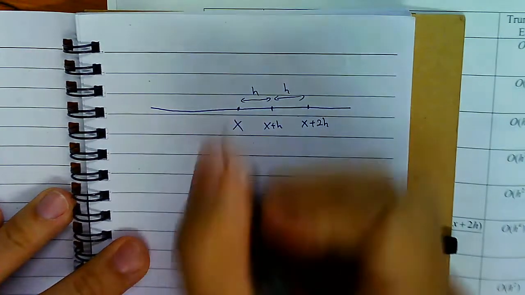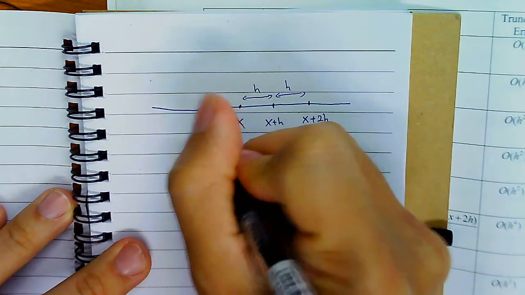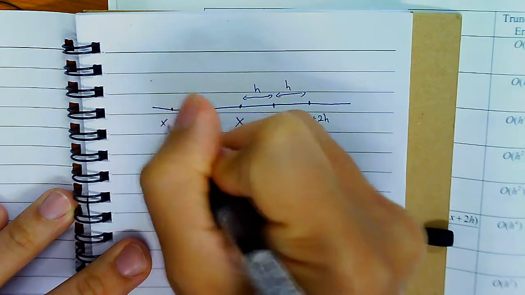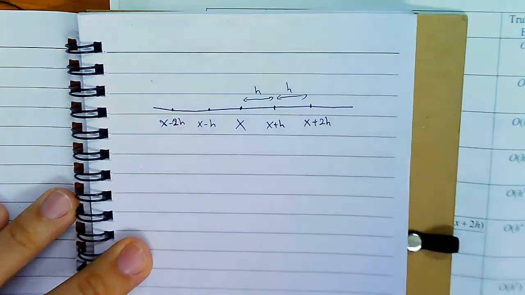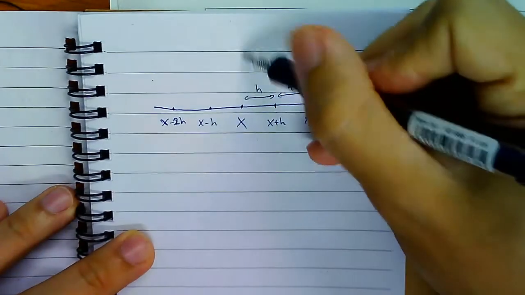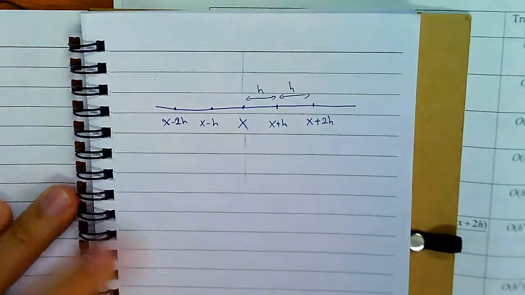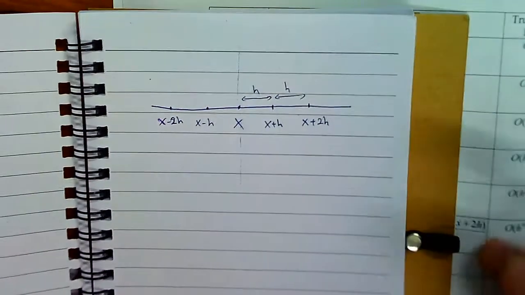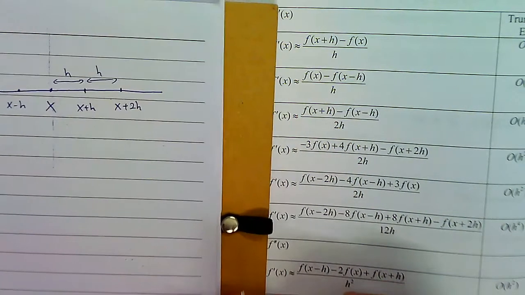Am I correct? The same thing happens to the previous points: s minus h, s minus 2h. Okay, so this is the point that we want to differentiate, so we name it x. So after we have an understanding about the data, we can go to see our formula.